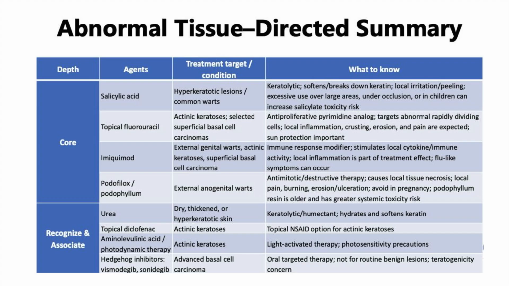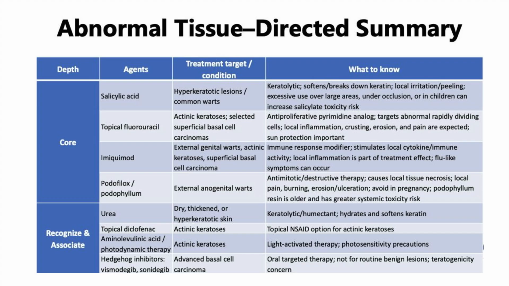Podophylox directly destroys external anogenital warts and is avoided during pregnancy. Urea both hydrates and softens thickened skin. So then photodynamic therapy uses a light-activated drug for actinic keratoses, making photosensitivity precautions essential here.